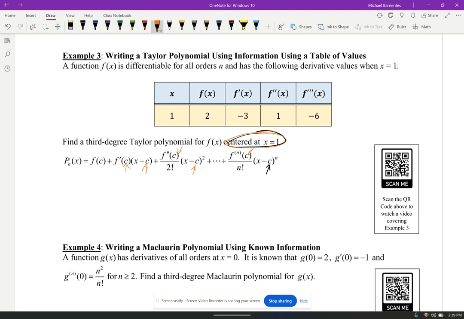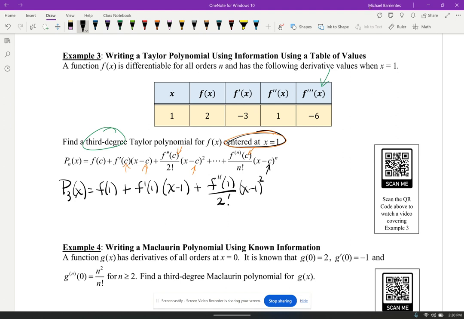So how far do I need to go? I need to go to the 3rd degree. That means I need 3 derivatives. Well, my table is showing me 3 derivatives, so I can create my polynomial without too much hassle. I need to find f of 1 added to f prime of 1 times x minus 1 plus f double prime of 1 divided by 2 factorial times x minus 1 squared plus f triple prime of 1 divided by 3 factorial times x minus 1 cubed.